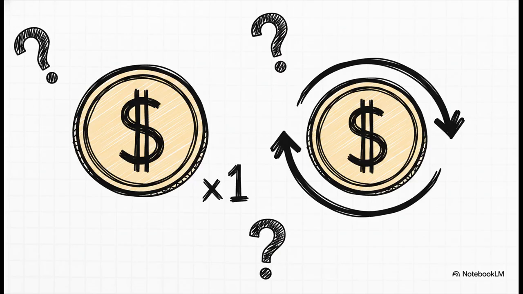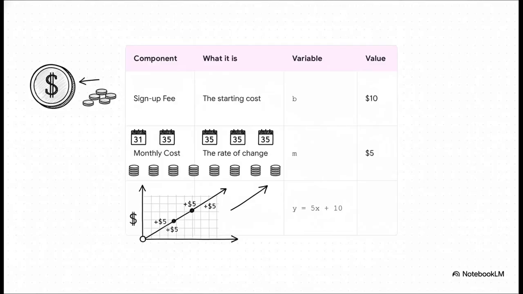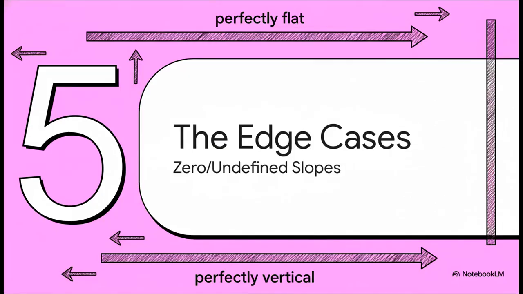Let's try it out with a super simple scenario. You want to sign up for a new streaming service. There's a one-time fee to join and then a monthly cost after that. Can you already spot the start and the rate? Let's break it down. The $10 sign-up fee, that only happens once. That's our starting point, our b. The $5 monthly cost, that happens over and over. That's our rate of change, our m. So the story of your total cost is just y = 5x + 10. See how that works?